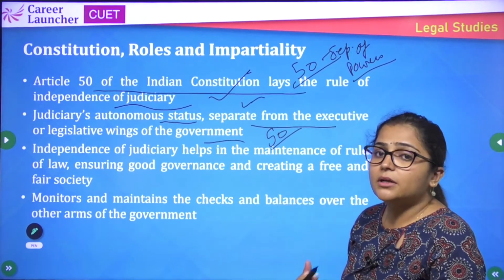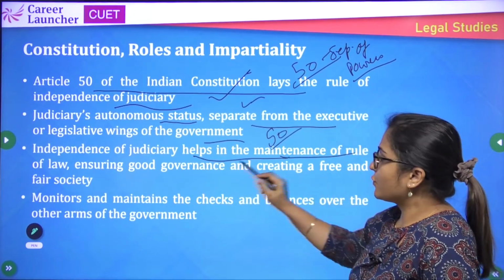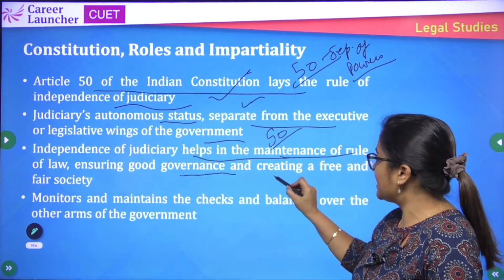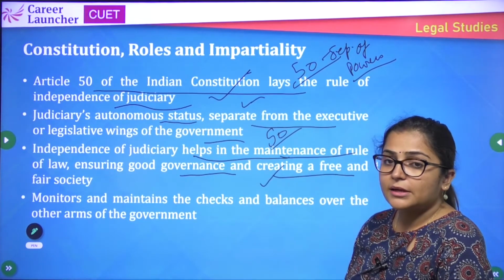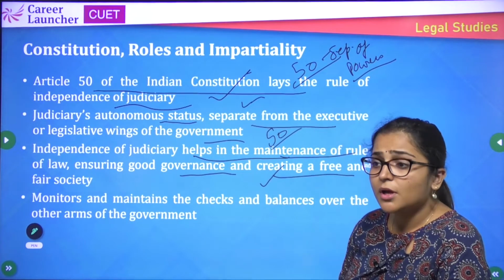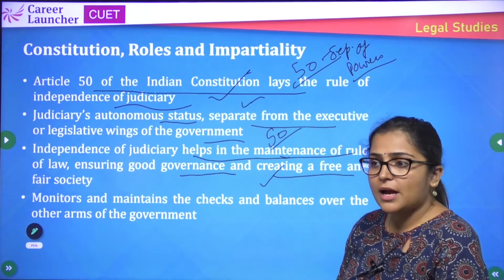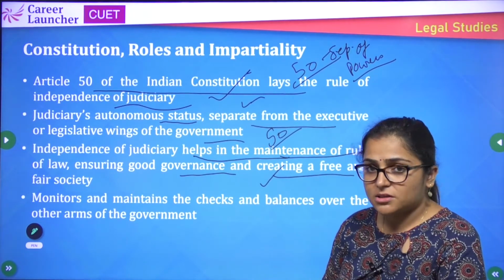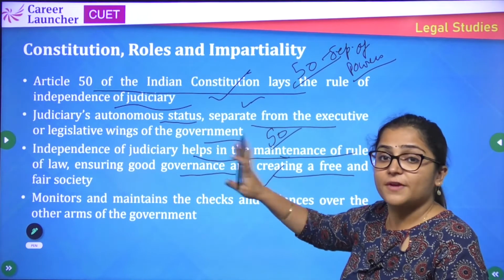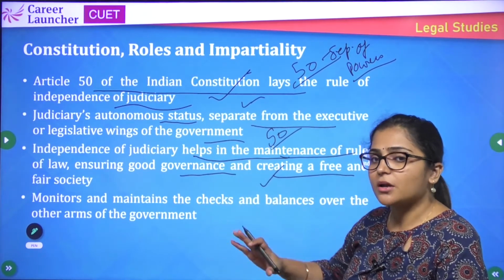Independence: why do we need an independent judiciary? Because this helps in maintenance of rule of law, ensuring good governance and creating a free and fair society. If the government starts interfering in the judiciary's working, there may be a situation where the government would want you to give a judgment in its favour. So in order to avoid all these things, the importance of the judiciary plays a very crucial role in a country.